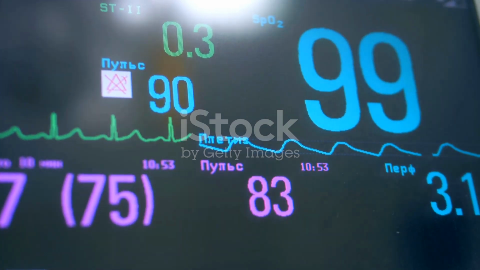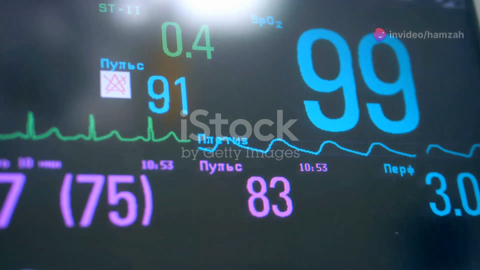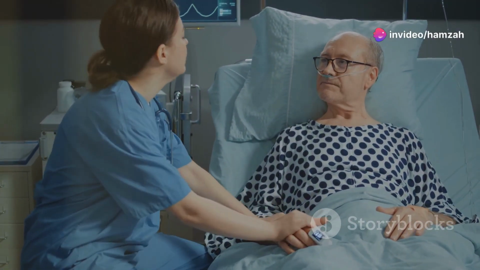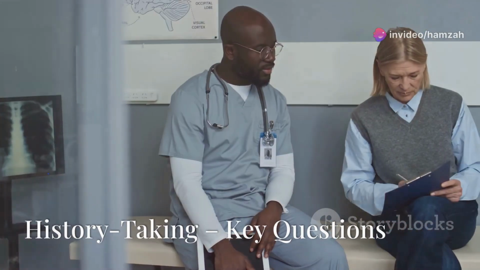Our first priority when assessing PR bleeding is to determine if the patient is hemodynamically stable. Start by assessing vital signs. Check for signs of shock like hypotension or tachycardia. Also, observe for pallor, dizziness, or syncope, which may indicate significant blood loss.